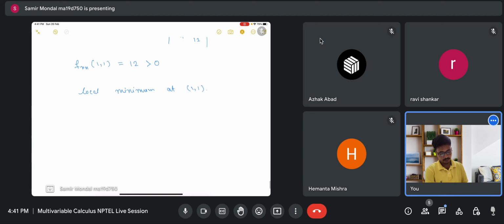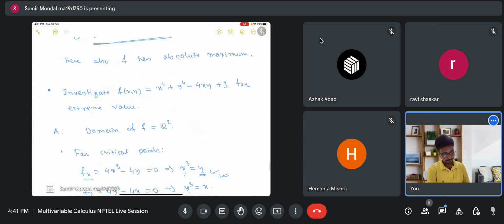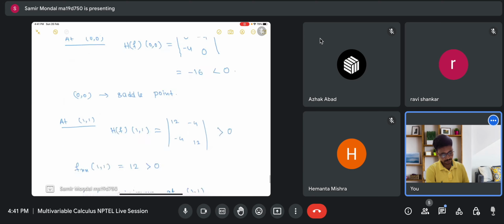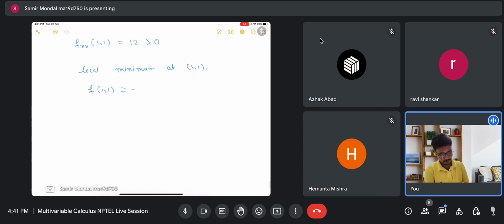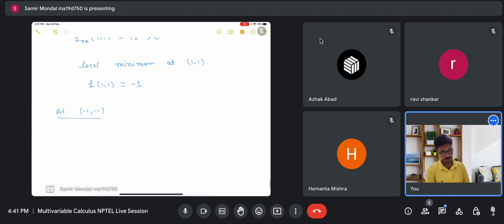And what is the functional value at the point (1, 1)? Put the value here. So we will get 1 + 1 + 2 - 4, which means minus 1. This is your minus 1. And at the point (-1, -1), what will we get?